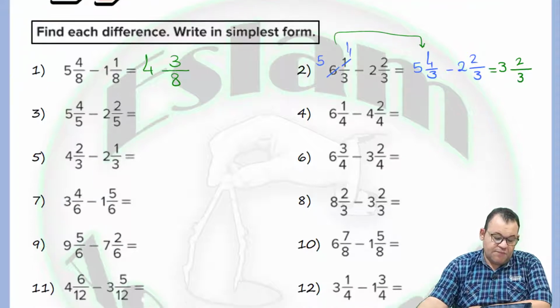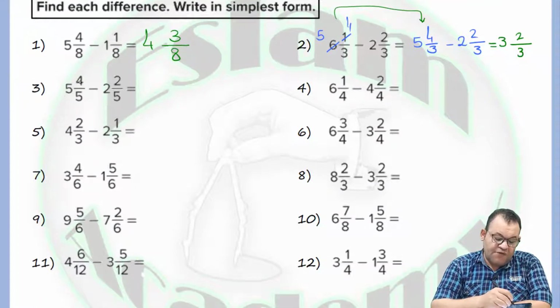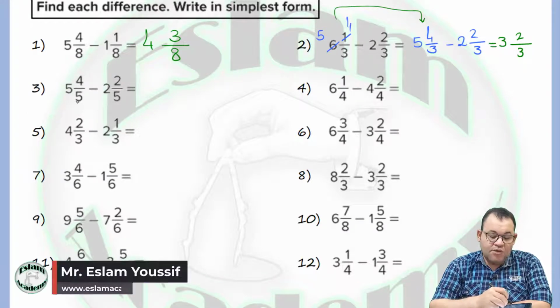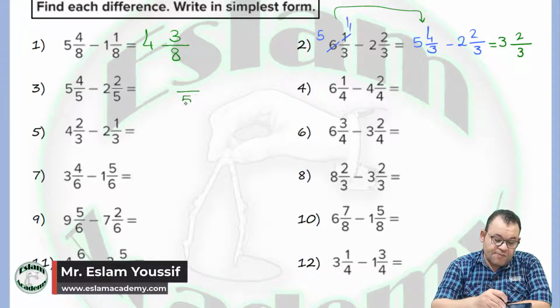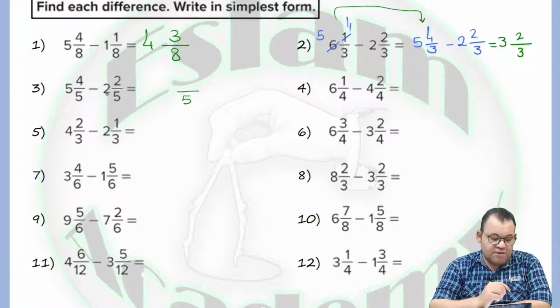Again in question number 3, we have 5 and 4 over 5, minus 2 and 4 over 5. Number 1, check that we have the same denominator. They have the same denominator, so we just write it. Number 2, the first fraction is greater than the second one. So now we can subtract. 5 minus 2 equals 3. And 4 minus 2 will equal 2. After subtracting, check that the fraction is in the simplest form. There is no common factor between 2 and 5 except 1. It means 3 and 2 over 5 is the simplest form.